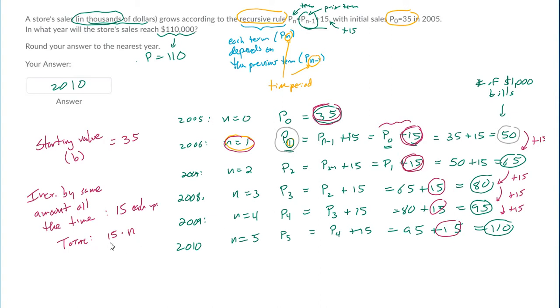The total is 15, which is how much we go up by each year, times the number of years. So the equation we would have here is that Pn, the value Pn, is going to equal the starting amount, 35, plus the change times the number of years we're doing that change. N is the number of years that we're doing the change. The change is 15. Okay? And so that's my equation.